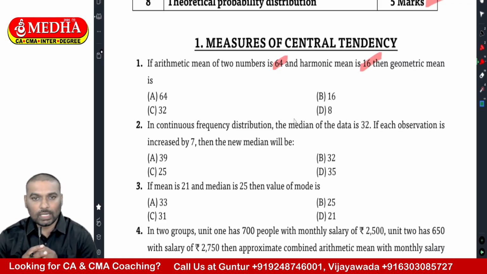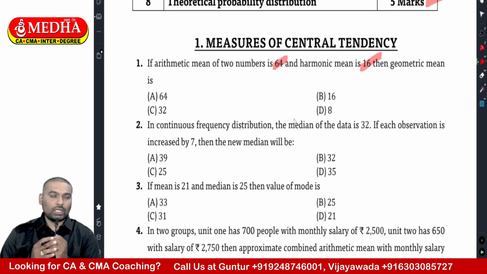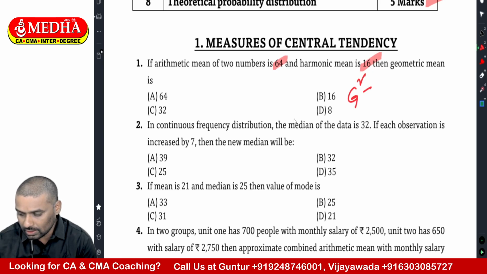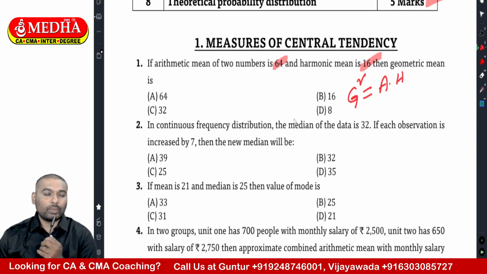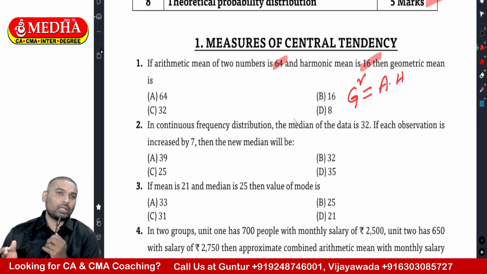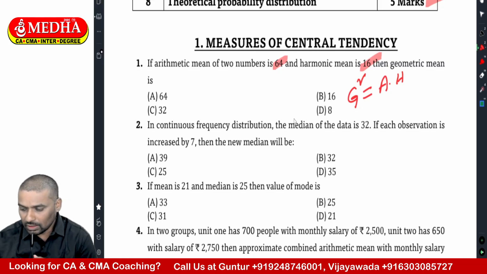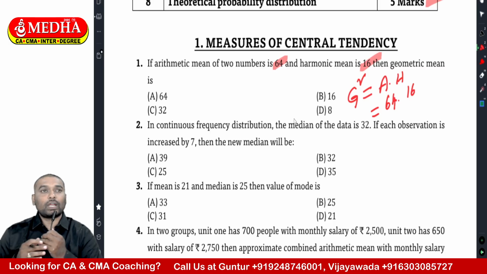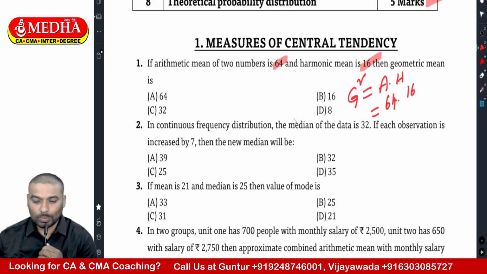Now this one is based on the relationship between AM, GM, HM: the relationship between arithmetic mean, geometric mean, harmonic mean. Now what is the relation between AM, GM, HM? We know that GM square, or G square, is equal to AM into HM. Geometric mean square is equal to the product of arithmetic mean and harmonic mean. And from this, AM is given 64 and HM is given 16. 64 into 16 under root gives the geometric mean.